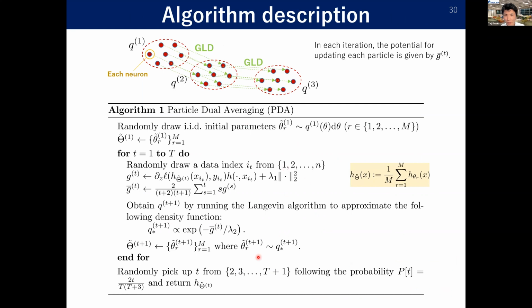This is a more detailed description of our proposed method. We calculate the gradient, we calculate the dual averaging, and from this we determine the next update. Then from this next update, we sample the particles by using some MCMC method like gradient Langevin dynamics. Then we iterate this.